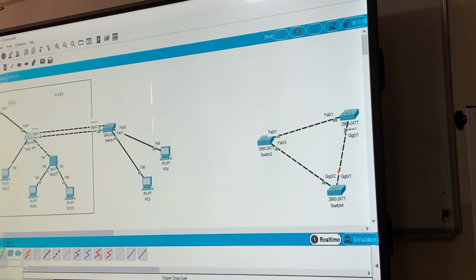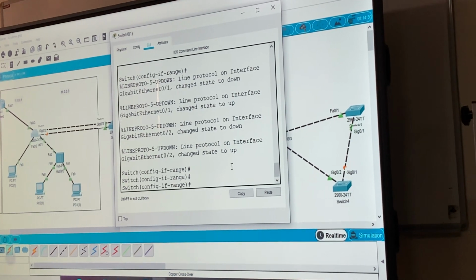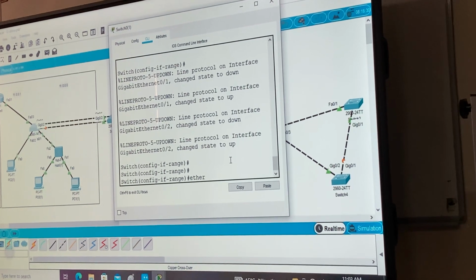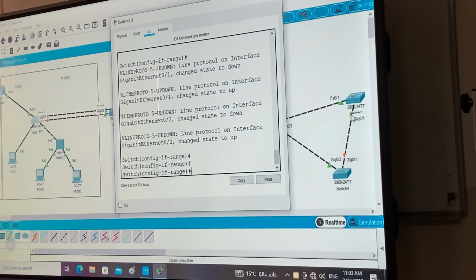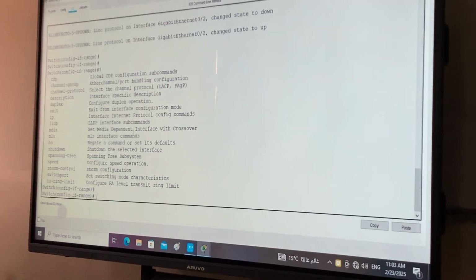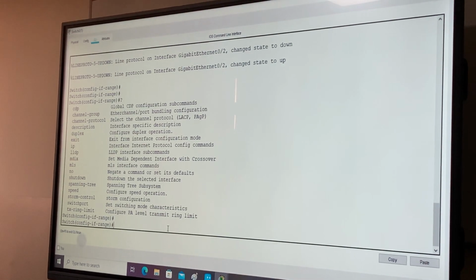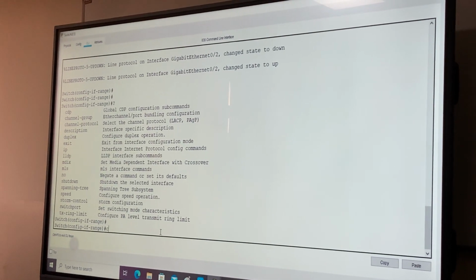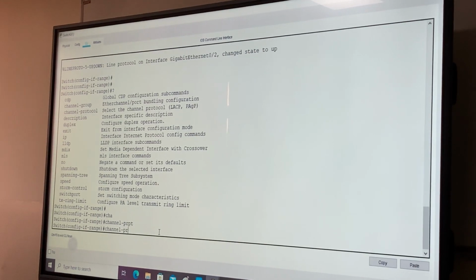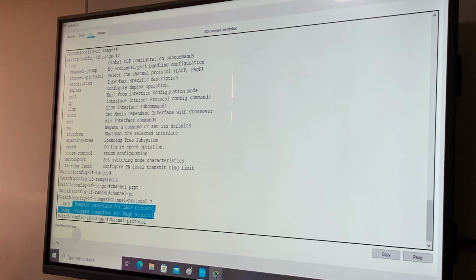Then I will enable the EtherChannel protocol. So I will write channel, no, what was the command? Channel group, okay. So I will write now channel protocol. Channel protocol PAgP and LACP. Okay, so let's explain PAgP and LACP.